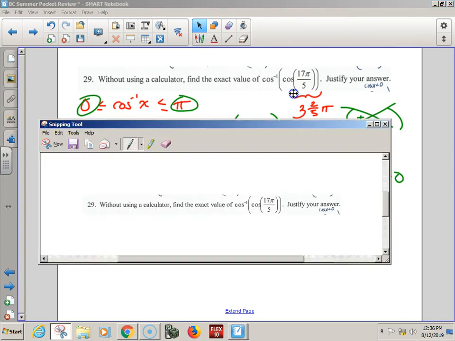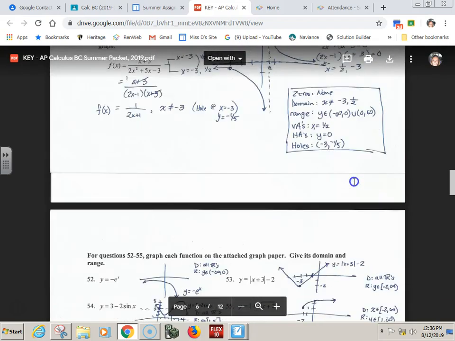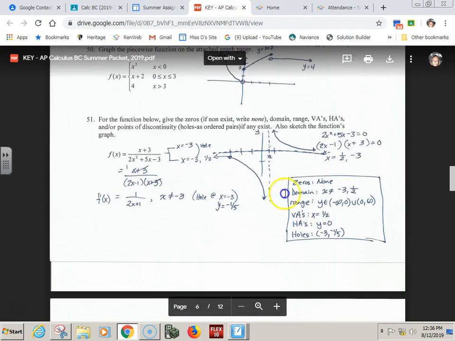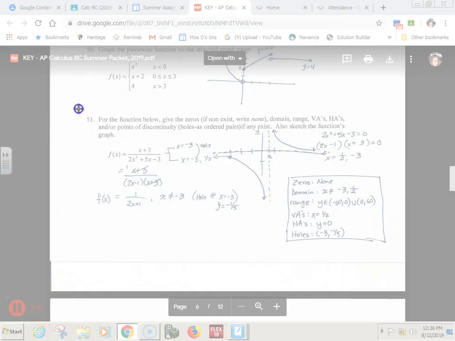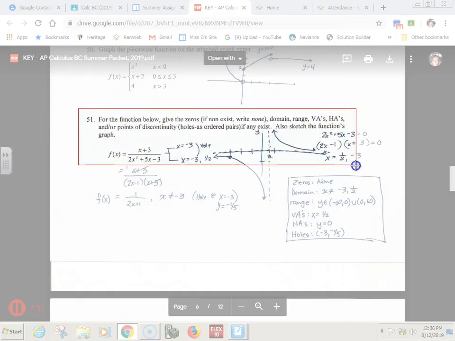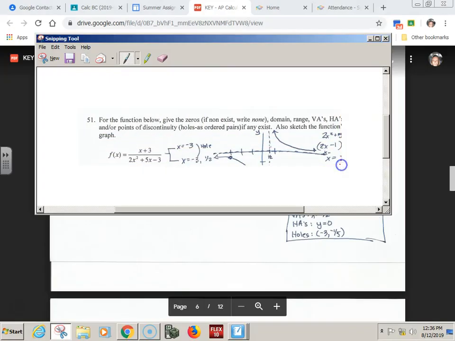Okay, what else do we got? 51? 51. What do we got? Ooh, we're finding everything. Go team. Doesn't this sound kind of like the pre-cal for 15 identifies? Okay.